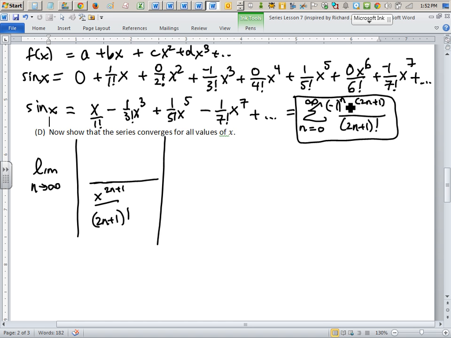So anyway, there's a -1 to the n right here. The n plus first term has a -1 to the n plus 1. Then it's x to the 2 times n plus 1 plus 1, all over 2 times n plus 1 plus 1 factorial.